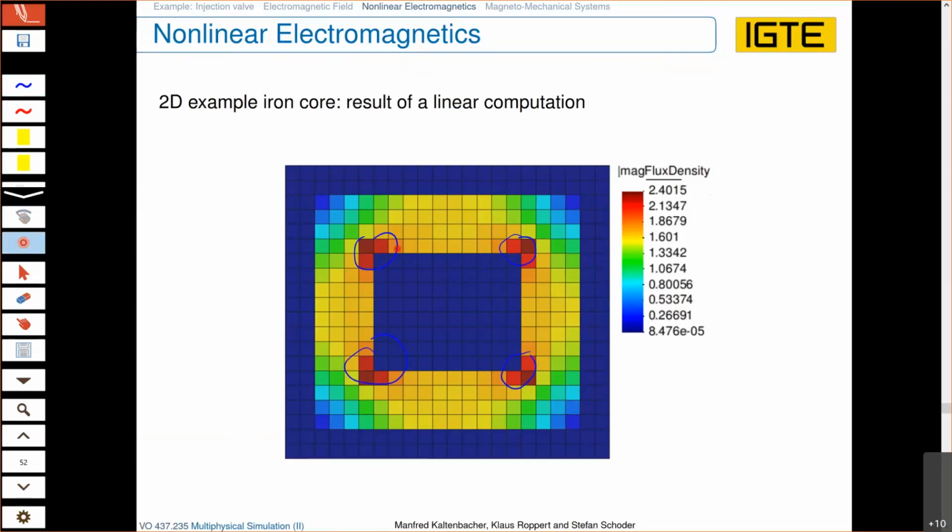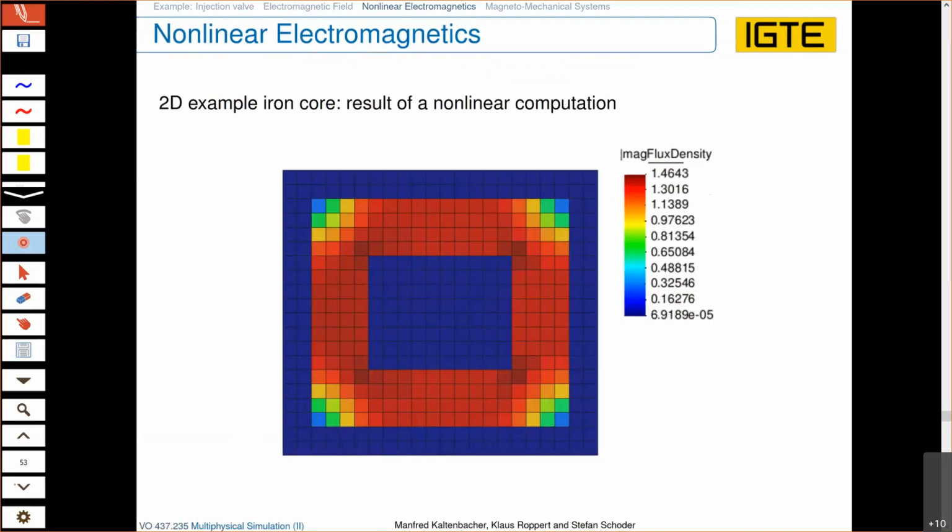And if you refine your grid, then you will get your hot spots, which will perhaps not be 2.4, it will be, let's say, 5 Tesla or even more. On the other hand, we know in ferromagnetic materials like iron or steel sheets, we somehow are in full saturation at 2.5, 2.6 Tesla. And that is what you now see here. For the nonlinear computation, we have a highest value of about 1.5 Tesla, which is reasonable.